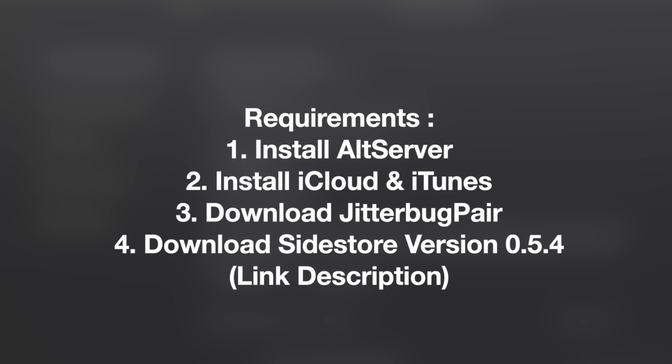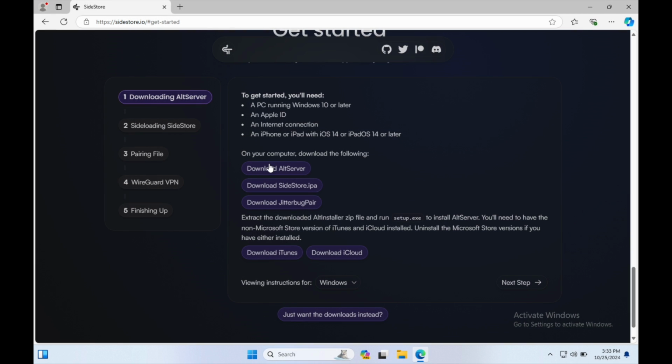But in this video, you only need several required tools, such as installing AltServer on your computer. Install iCloud and iTunes if you are using a Windows computer. Then Jitterbug Pair, to make SideStore able to install IPA files wirelessly. And last, download SideStore 0.5.4. This version of SideStore supports auto refresh with a shortcut. In this video, I will use the SideStore Windows version.